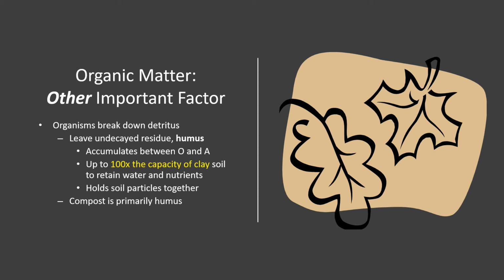Humus has up to 100 times the capacity of clay soil to retain water and nutrients. So the presence of this humus and the organic components is critical for soil health. It also helps to hold soil particles together. When you buy compost or generate compost from your garden, compost is primarily humus. So the amount of organic matter that is decayed and included into the soil column impacts the water holding capacity of the soils, the nutrient holding capacity of soils, the pH of the soils, and more. And thus, this process of decaying detritus is important for us to examine.